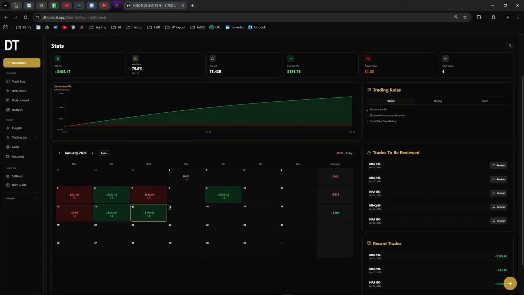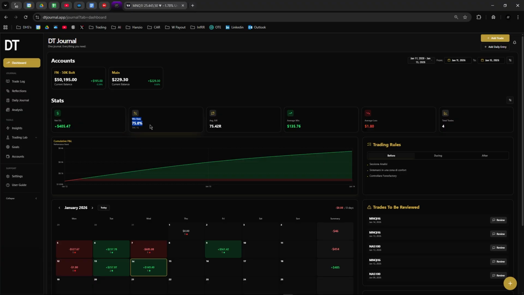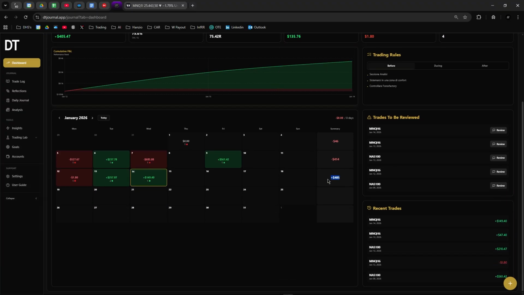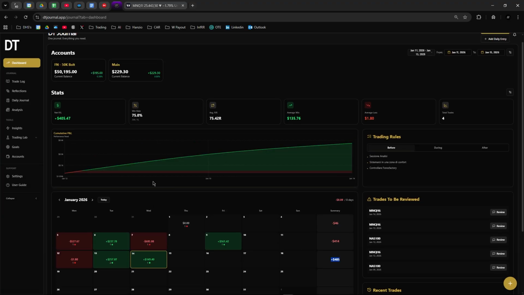here. This week we have a 75 percent win rate. Yeah, average win 135, so it's good. And yeah, we're green on the week and happy, happy, happy.